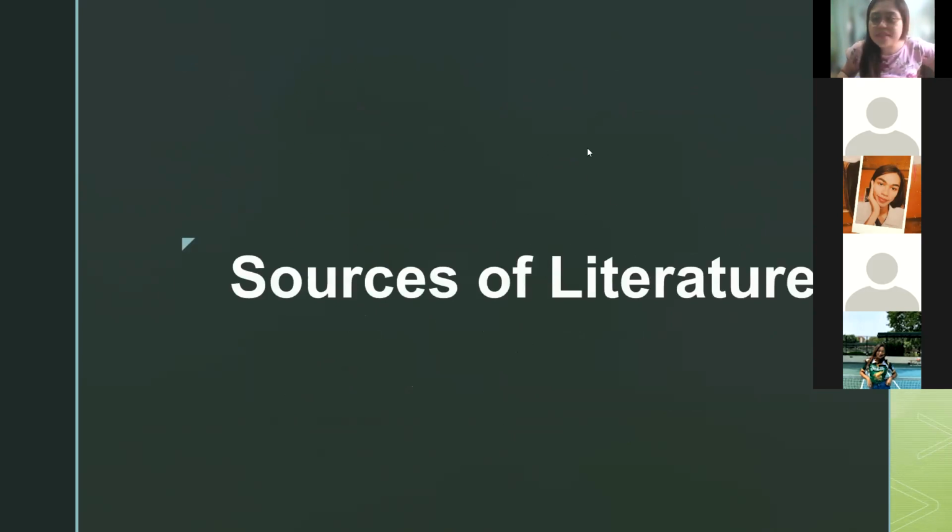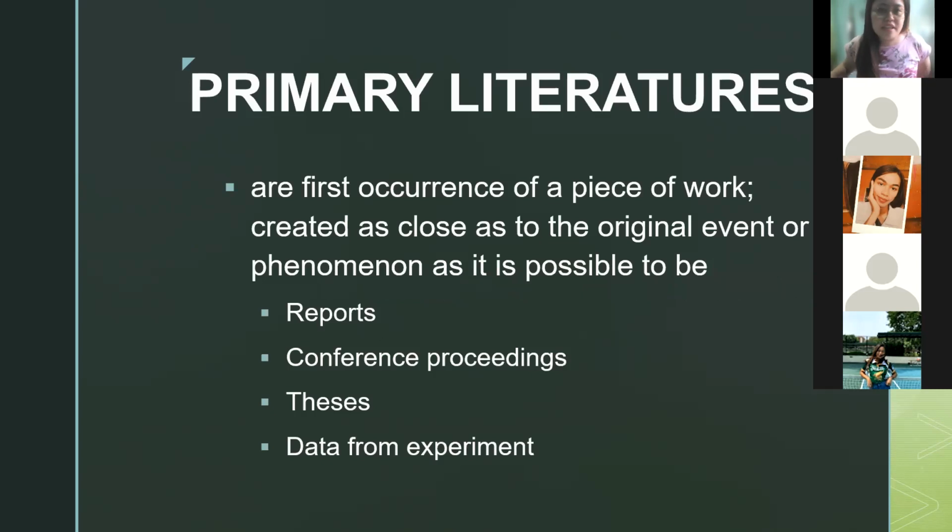Okay, now the sources of literature. I have actually enumerated the sources a while ago for the conceptual literature and the related studies. But let's just classify them. We can classify them actually as primary literature, secondary, and tertiary. When we say primary, it's the first published material about a certain topic, meaning the first occurrence of a piece of work, original. Example, someone studied about diabetes, the anti-diabetic activity of malunggay.